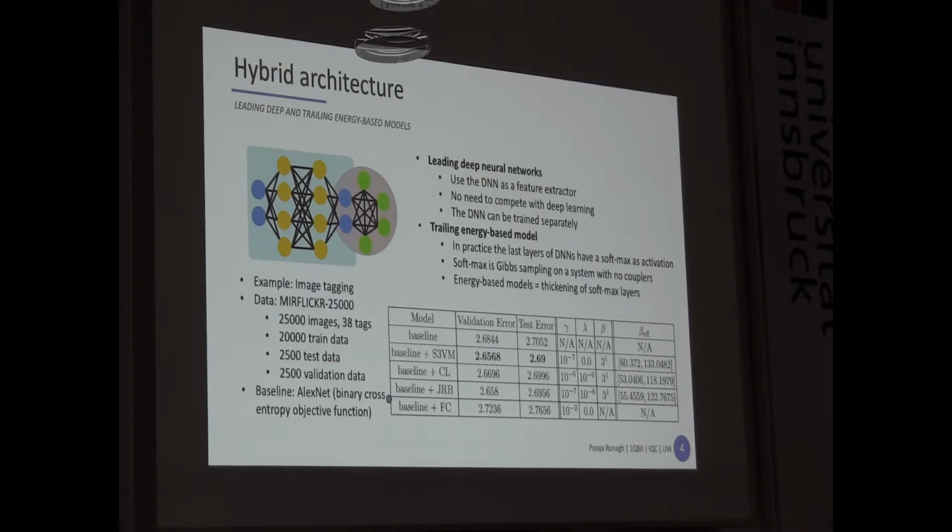And the state of the art at the time that we were doing this was AlexNet. So we trained AlexNet, and then we used the trained AlexNet and added to that an energy-based model with different types of loss functions. All of these functions are of the form that you can use Gibbs sampling to optimize and evaluate them. And so we see an improvement over the purely deep learning model.